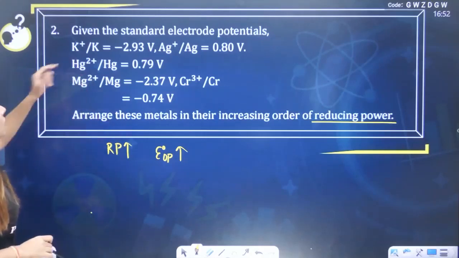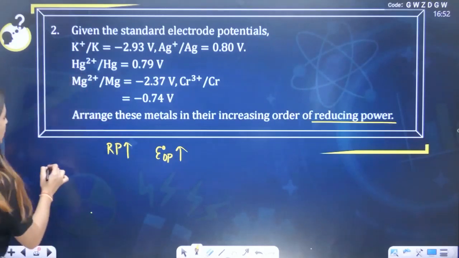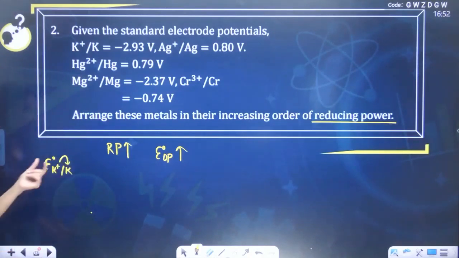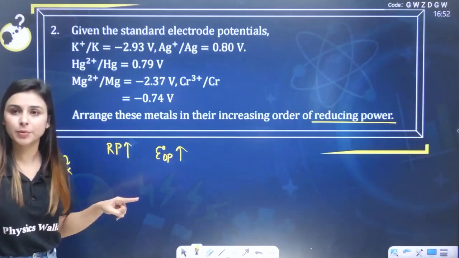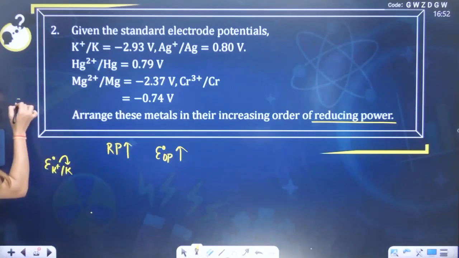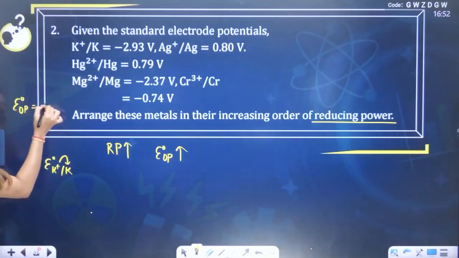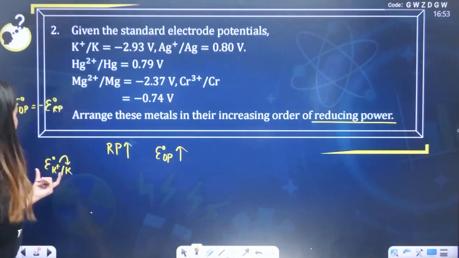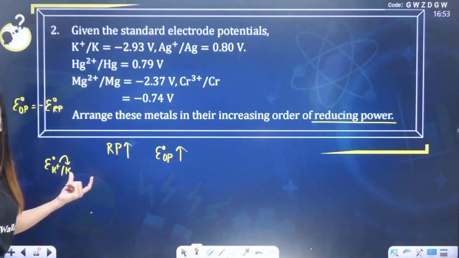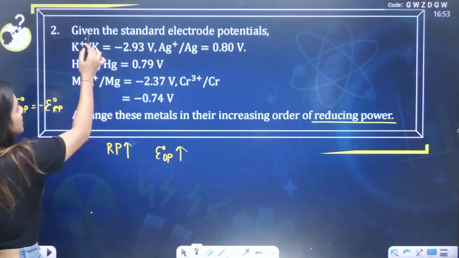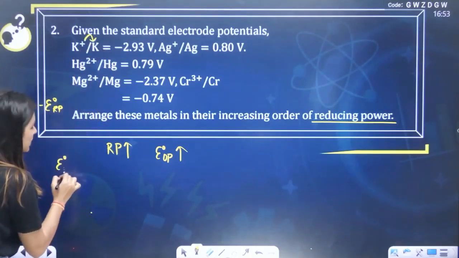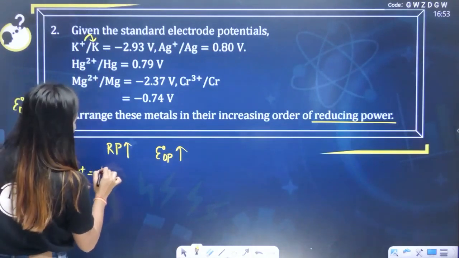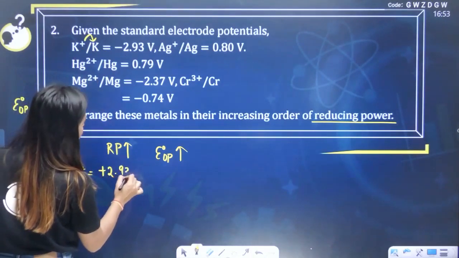If I see here, is this reduction potential, my dear students? E0 of K plus to K. Just see the direction. This is given to be the reduction potentials, right? And I know that E0 of oxidation potential is equal to minus of E0 of reduction potential, right? So you are given the reduction potential. Can you calculate its oxidation potential? Yes. So this was the reduction potential. What will be the oxidation potential from K to K plus? Just put a negative sign. So minus minus plus 2.93.